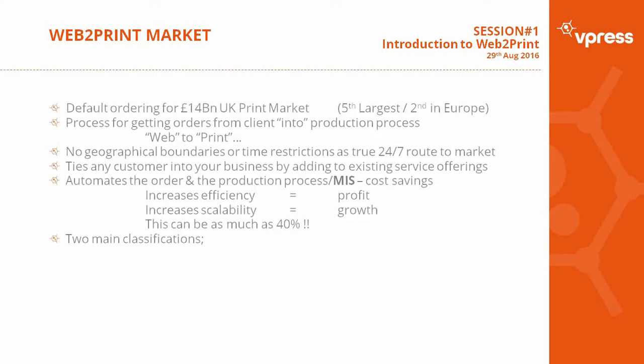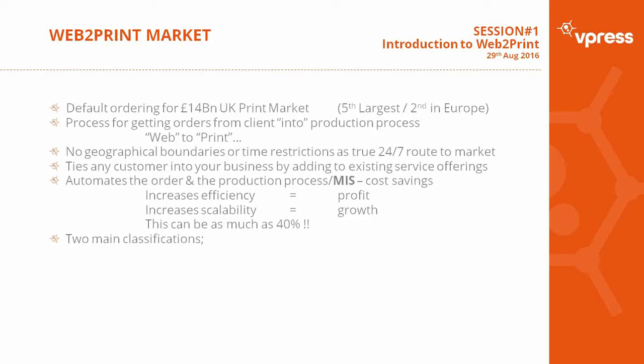It's a process for getting orders from client into the production process, as I mentioned there. So from the web to the print. In our own experience, we take files from not only a website or an application, but also client websites and applications, and we fire them through into MIS, production workflow, a distributed production workflow, and we even make changes within the production files to factor in for finishing. So there's a whole range of different elements that we have to do in being a Web2Print provider.